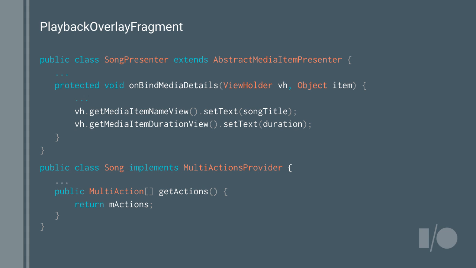To use this feature, your app extends from AbstractMediaItemPresenter, which is responsible for rendering a row. You override unbindMediaDetails. Your media item can be any class. It doesn't need to be a subclass of a row object. So you get the values from your song object and fill that data into the view holder.